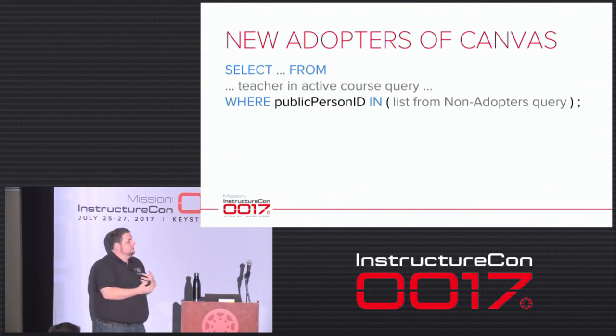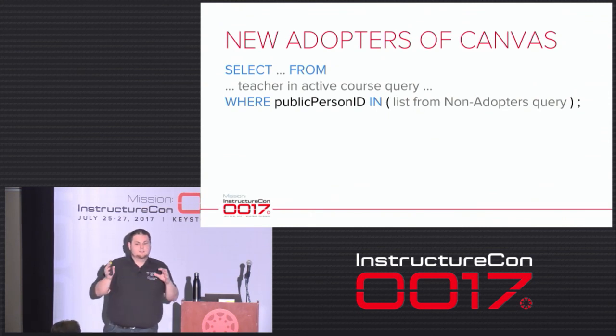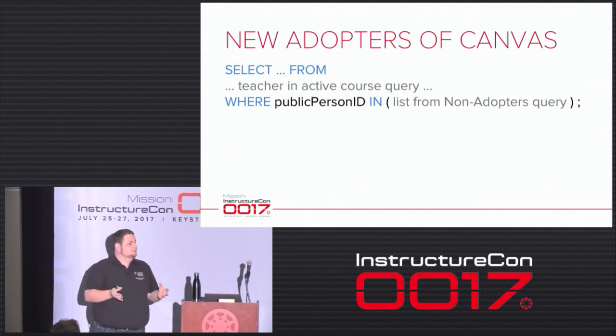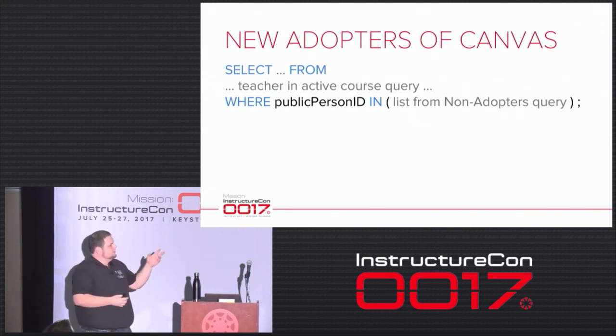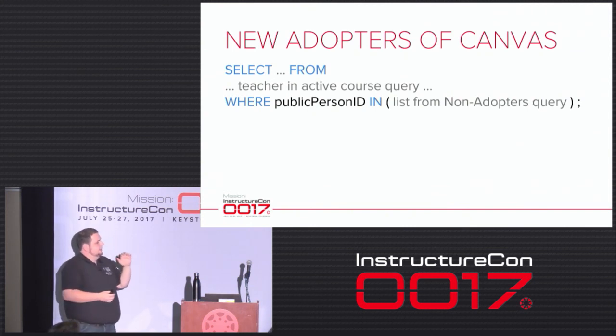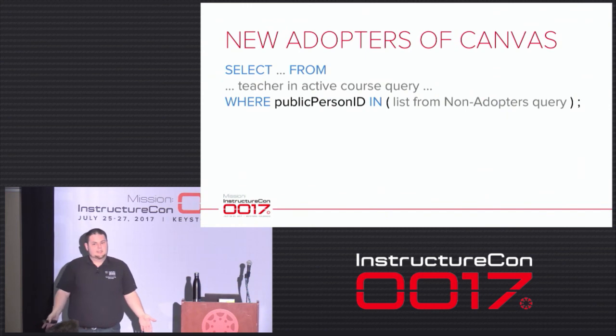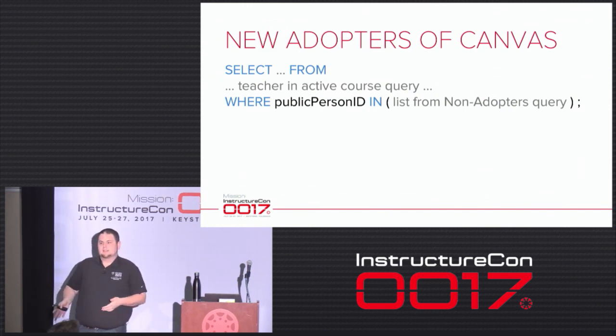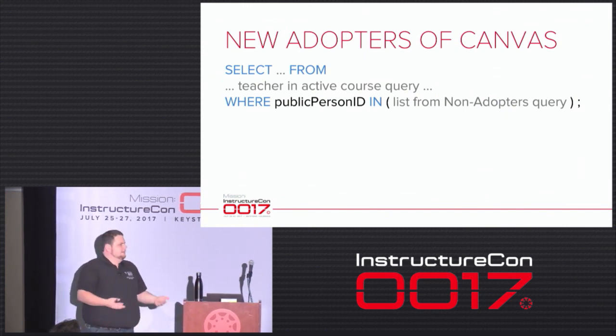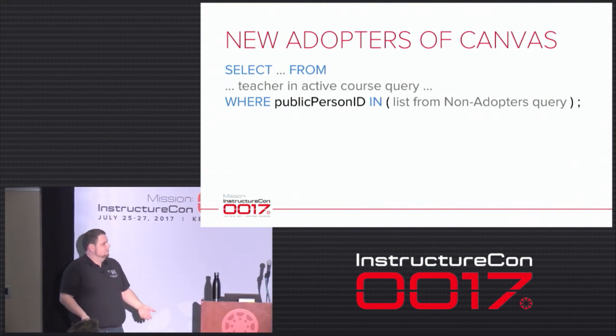So that gives me some values that I then plug into the query that we described for Canvas data schema. We want to select from the pseudonym dim table, their enrollments, their courses, everything that's in the teachers in an active course query. So that's going to say that they were active in Canvas in either fall 16 or spring 17. They adopted Canvas during our transition year.